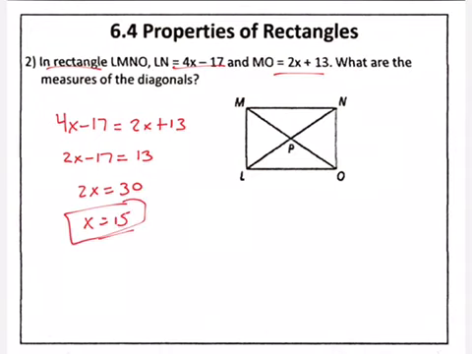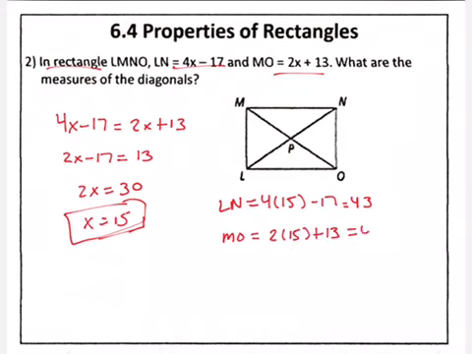Now that we know what x equals, we're just going to plug it back in. So in this case, LN equals 4 times 15 minus 17, which would be 43. MO is 2 times 15 plus 13, which is also 43.